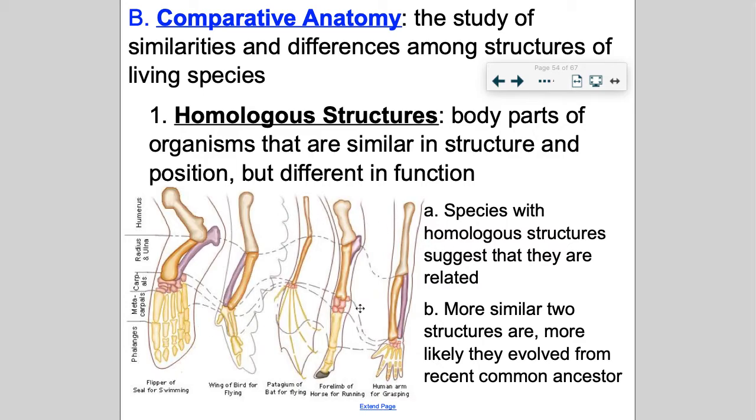At one point, all five of these animals probably shared a common ancestor that they branched off from. The more similar two structures are, the more likely they came from that common ancestor. So that's homologous structures.